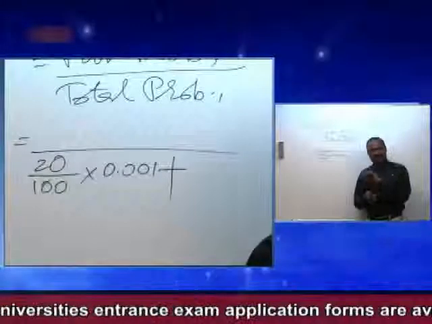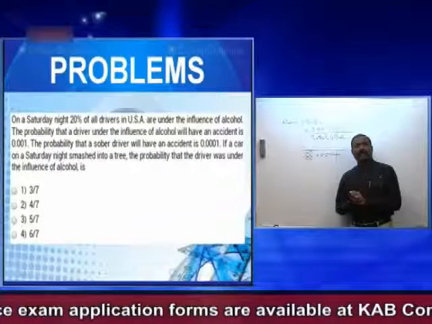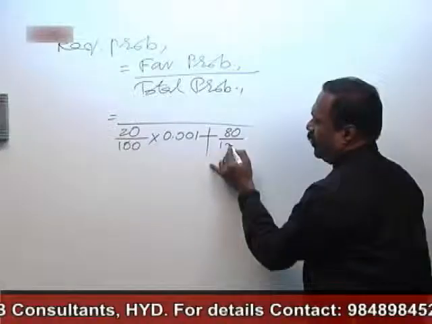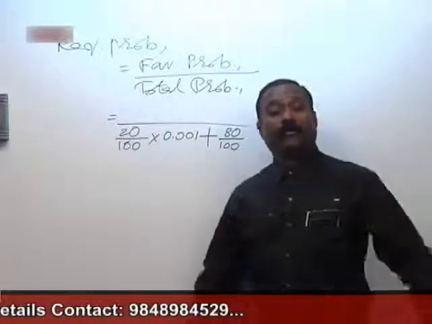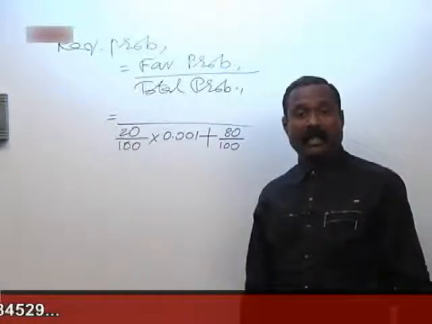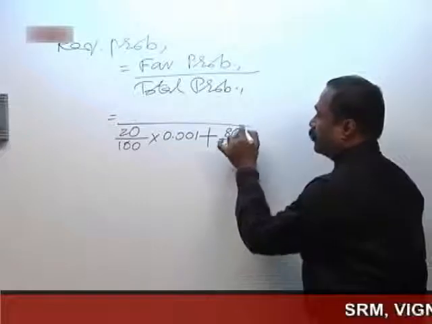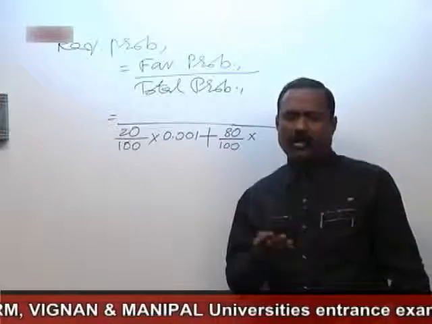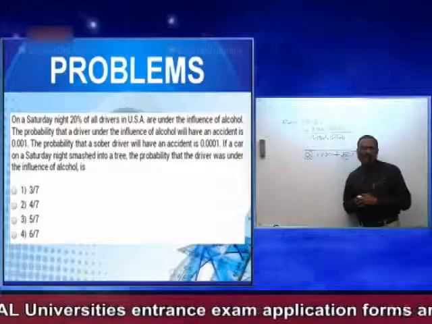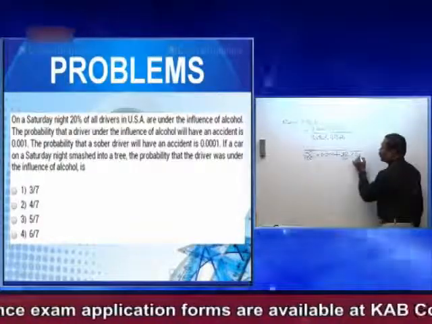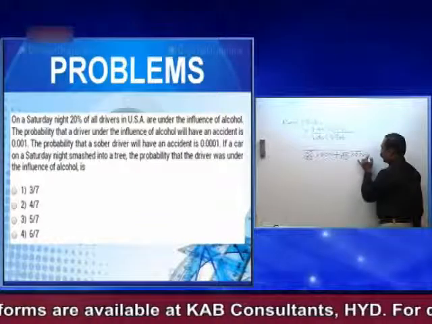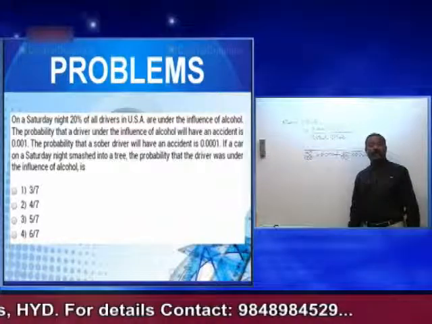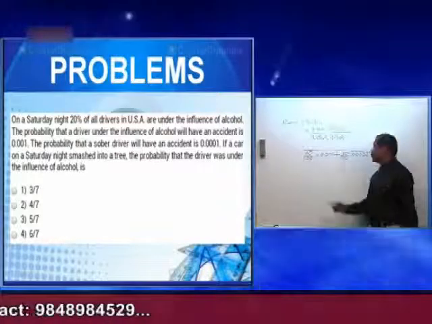Okay. Next. When 20% are under the influence of alcohol, obviously 80% will be without alcohol. That means without taking alcohol. Because of these drivers who are non-alcoholic, the probability of getting an accident is 0.0001. You can see that clearly, please. Please see the data. 0.0001. Three zeros are there.